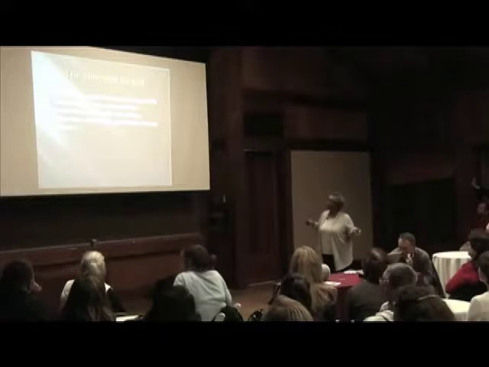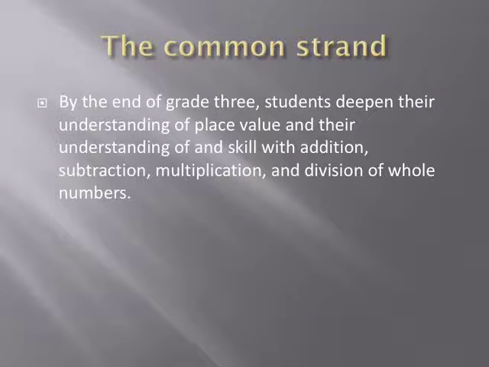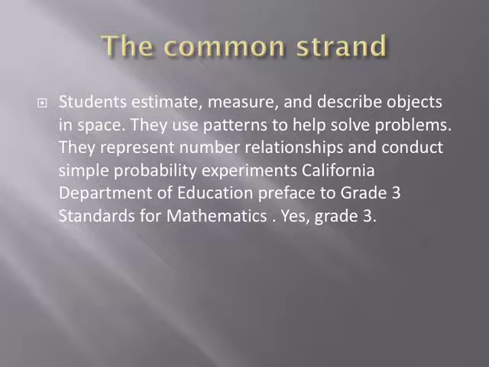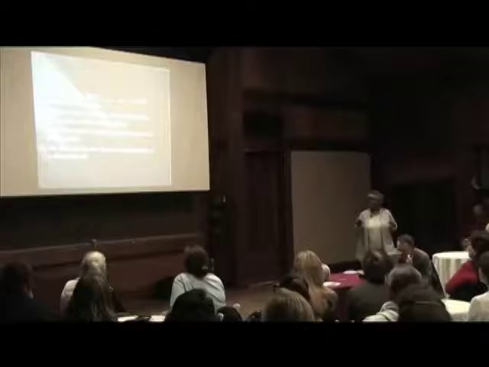By the end of grade 3, students deepened their understanding of place value and their understanding of and skill with addition, subtraction, multiplication, and division of whole numbers. This is from the California grade 3 standards. Yes, grade 3. Students estimate, measure, and describe objects in space. They use patterns to help solve problems. They represent number relationships and conduct simple probability experiments. Okay, you read it, you see it, right?